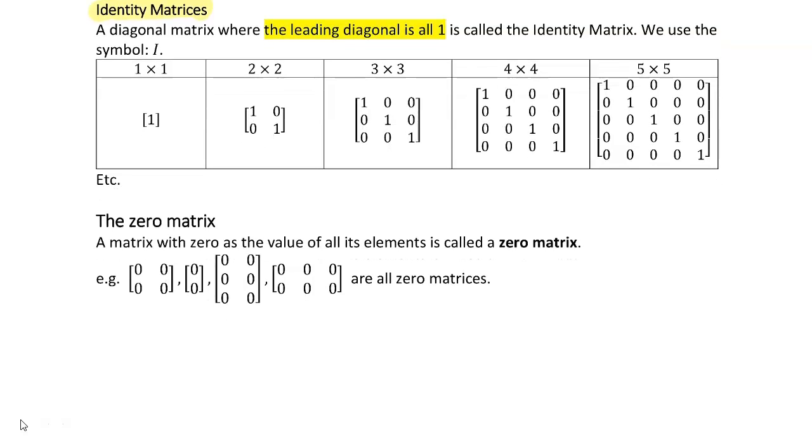Now we have something called a 0 matrix. That's a matrix with 0 as the value of all its elements. You can see these are all 0 matrices. I was just going to say we don't just write equal to 0. We have to write the matrix out showing all the elements equal to 0.